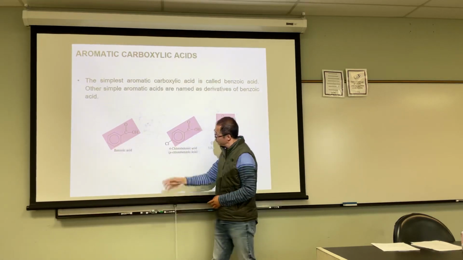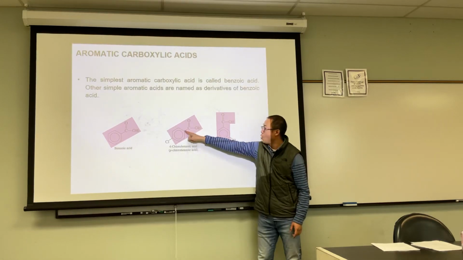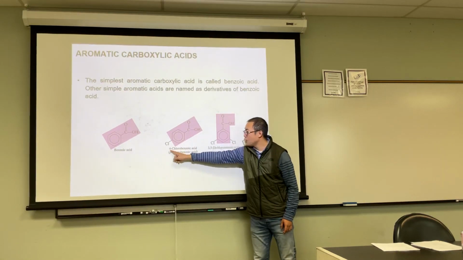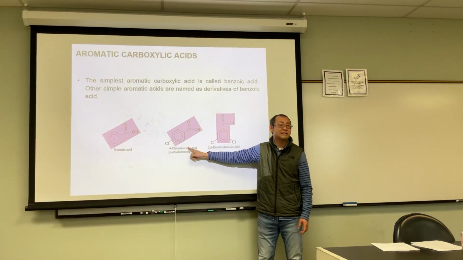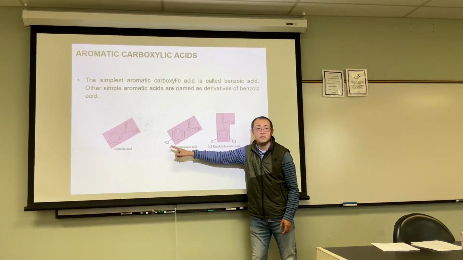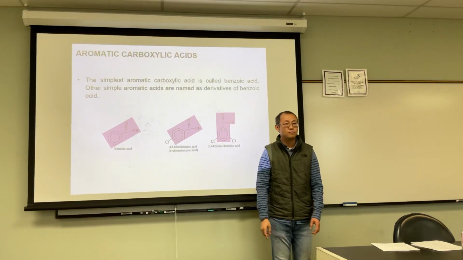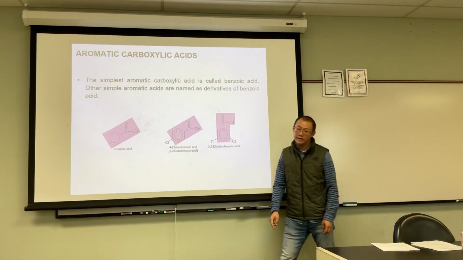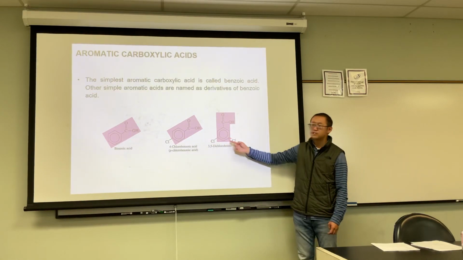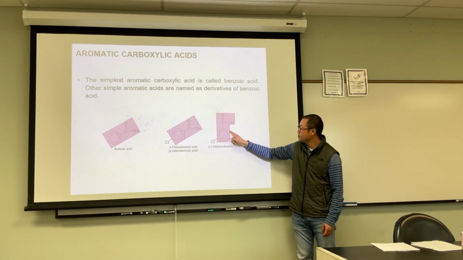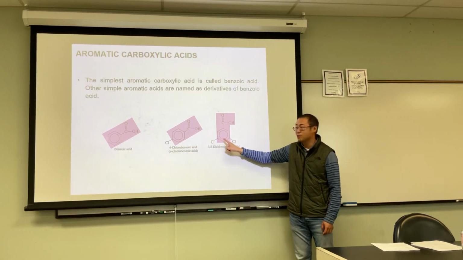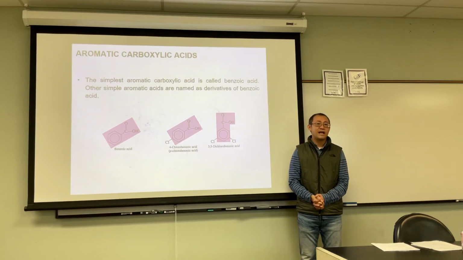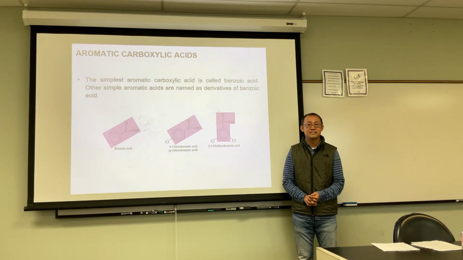So here you can see 1, 2, 3, 4: 4-chlorobenzoic acid. Or we can call it p-chlorobenzoic acid. P stands for what? 1, 4, para of 4. And this one is 1, 2, 3, 4, 5, so 3,5-dichlorobenzoic acid. Do you see that?